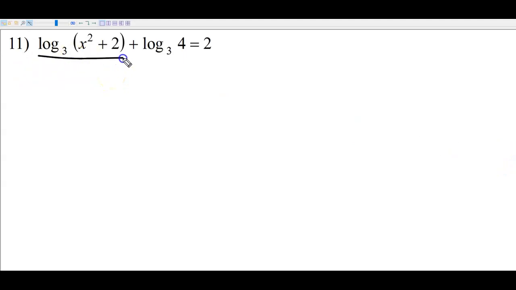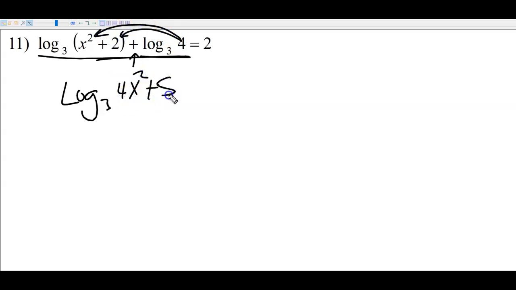So you'll notice that here we need to combine those two logs together. And since it's addition, you're going to combine them by multiplication. So it's going to be log base 3 of... This 4 gets distributed into both of those. So we have 4x squared plus 8 equals 2. Okay. The next thing we're going to do is exponentiate both sides.